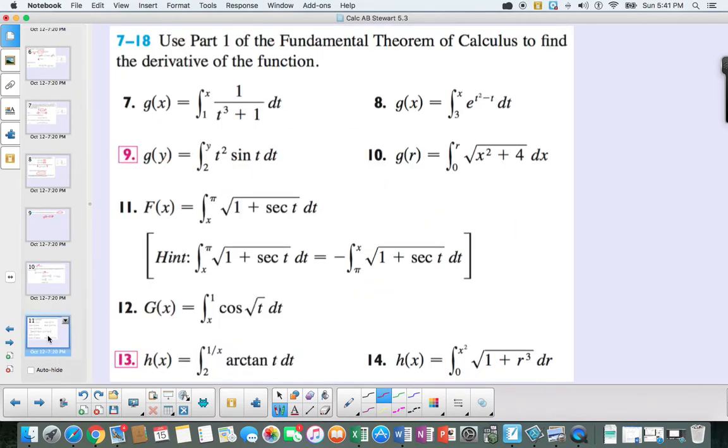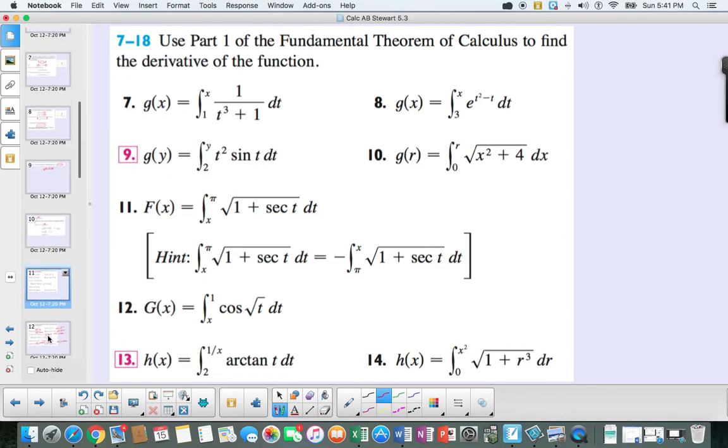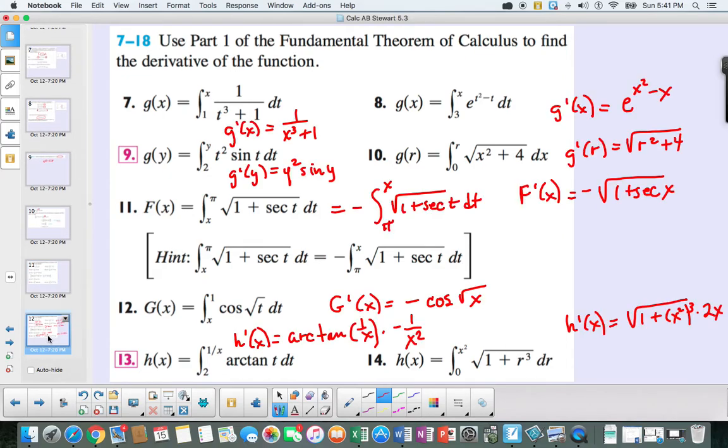All right, here are some opportunities for you to take the derivative in each case. Take a minute to stop the screencast and then check your work. Here are the answers.